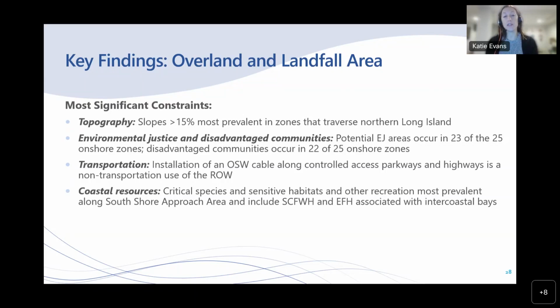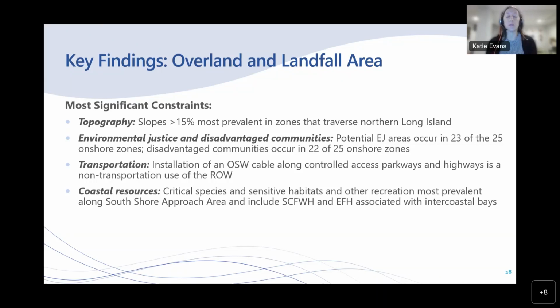Potential environmental justice areas occur in 23 of the 25 onshore zones, and disadvantaged communities occur in 22 of the 25 onshore zones. These communities rank medium or high in almost all of the zones they're present in, and will be addressed through measures such as multilingual community engagement plans with specific communication and outreach procedures for sharing things like construction related information.